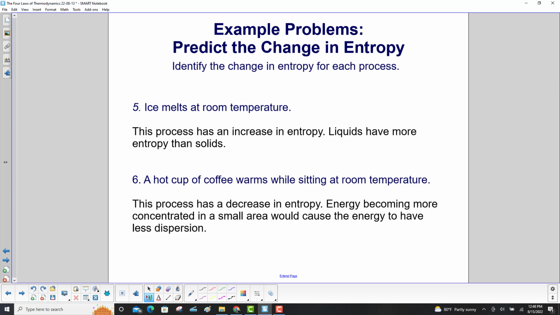Ice melts at room temperature. This process has an increase in entropy. Liquids have more entropy than solids. Entropy goes up. A hot cup of coffee warms while sitting at room temperature.